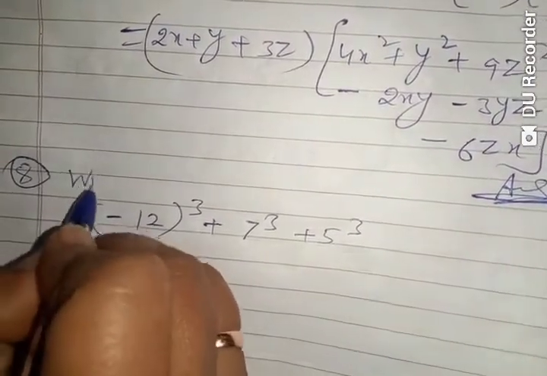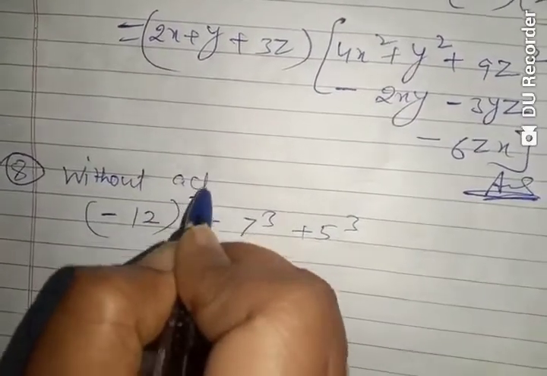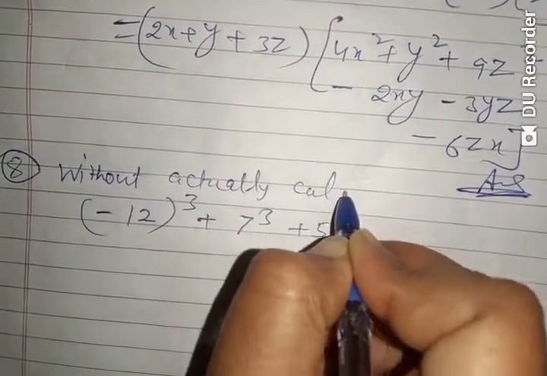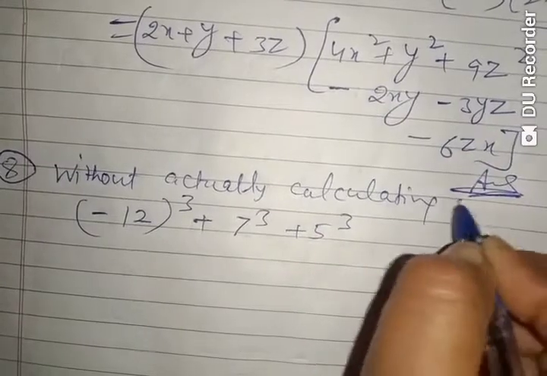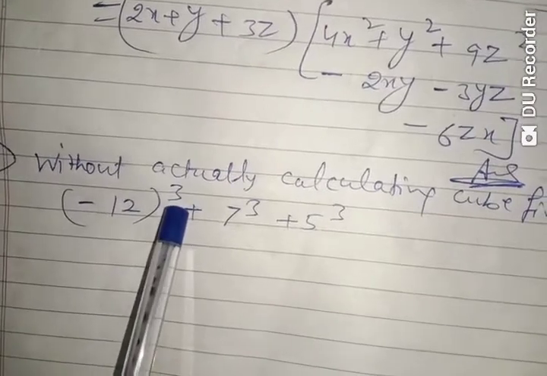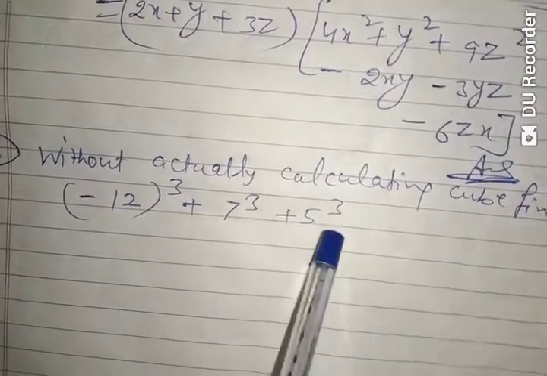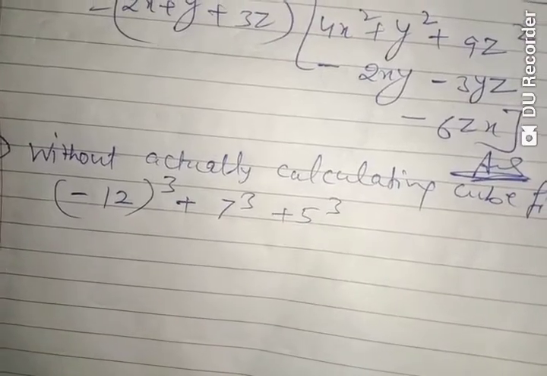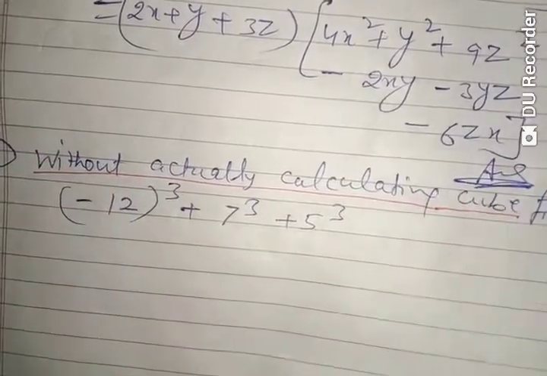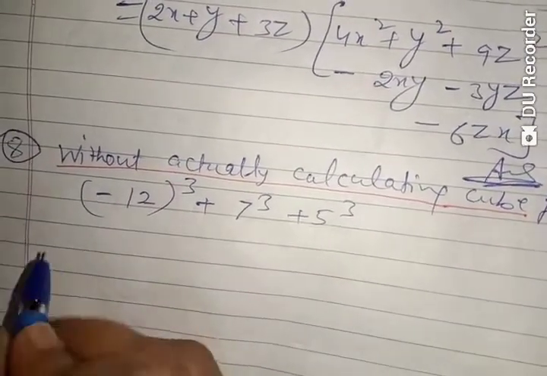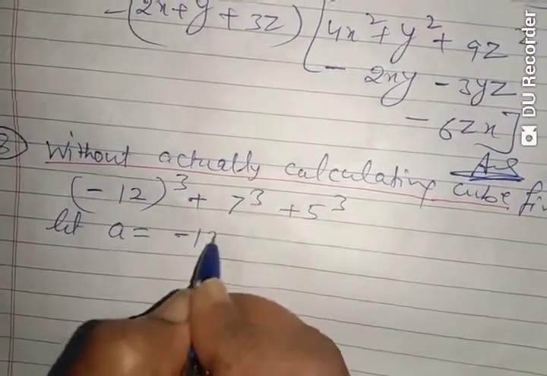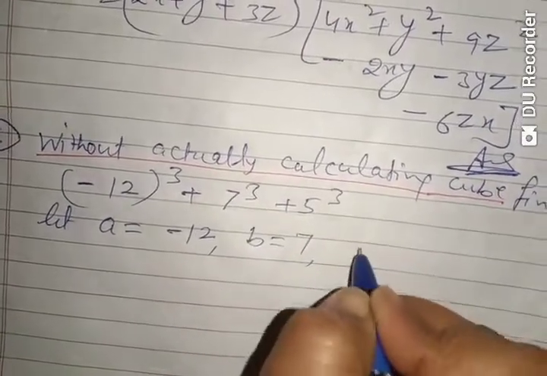The question is: without actually calculating cube, find. It means we cannot multiply (minus 12) cube, 7 cube, 5 cube and then add, without actually calculating. Very important from examination point of view. So we have one conditional identity, if you remember. So we'll check. Let a be equal to minus 12, b equal to 7, c equal to 5.